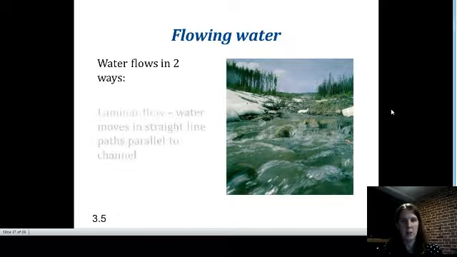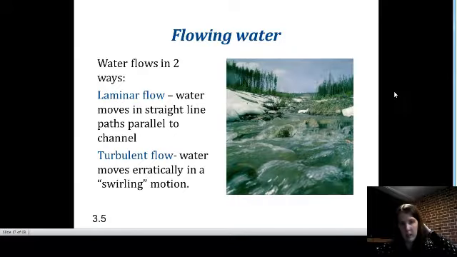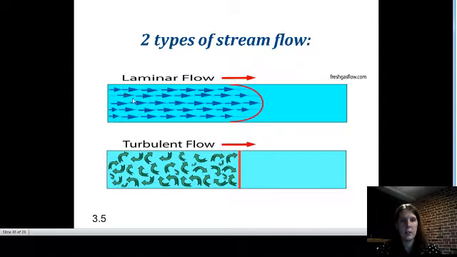Okay, water flows in two ways. It can flow in laminar flow, which is where water basically moves in straight lines that are parallel to the channel. So if you had a river channel and you just drew lines straight through it, that's what it would look like. Or turbulent flow. This is where water moves erratically in a swirling fashion. So when you get the very active water you see in creeks at high flows, where it looks like it's moving in different directions almost, this is your turbulent flow. So your very straight laminar flow, and then your turbulent flow.